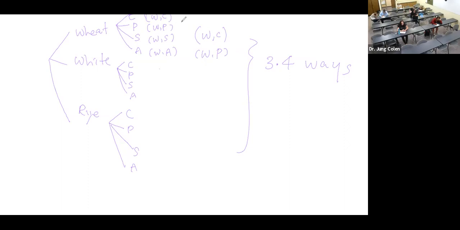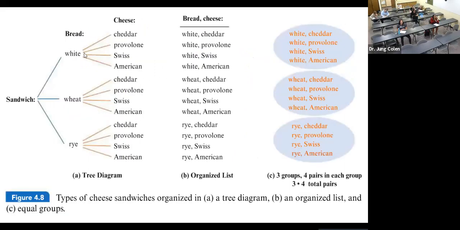So for sandwiches, I can add vegetable there. If I have only lettuce and tomatoes and putting only 1 vegetable there, I can extend this to 2 vegetables. So I can have 3 times 4 times 2. Does it make sense? Yeah, so you can always extend the notion. Okay. Any questions so far? I think we are good. So yeah, here is the tree diagram, and there's the organized list, and that shows 3 groups and 4 pairs in each group. So it's going to be multiplication, right?